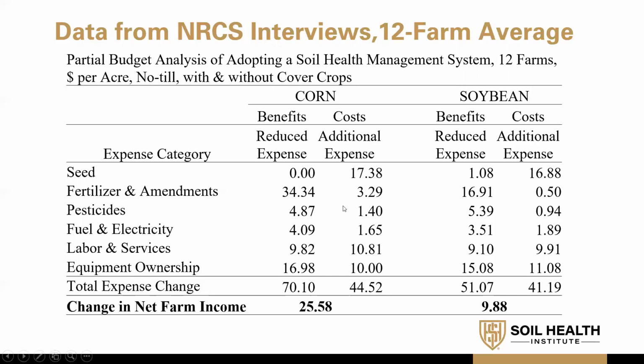So we see that for corn, the fertilizer and amendments were reduced $34.34. Comparatively, for soybeans, the reduction was $16.91. For these average farms, we see that the reduction in fertilizer and amendments is the largest category of expense reductions for corn and soybeans. However, we do notice that for corn, it's much greater, and this is because of the nitrogen applications in corn.